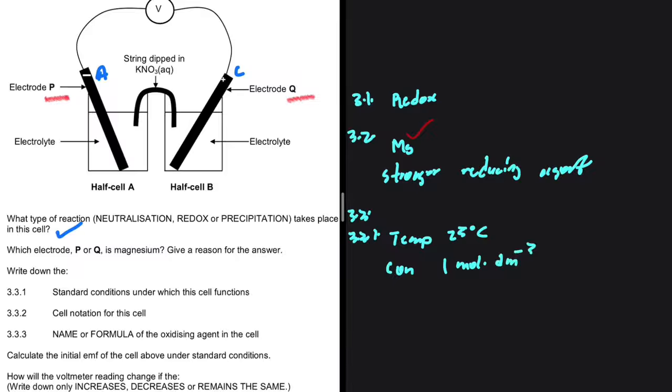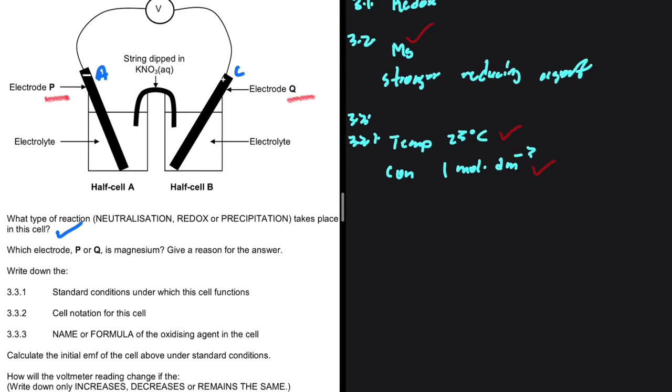Lastly, we have the pressure. But pressure doesn't apply in our case in this cell. That is because we don't have any gas. So in this cell, we're supposed to only mention temperature and concentration. That is another trick you have to be aware of. Right.